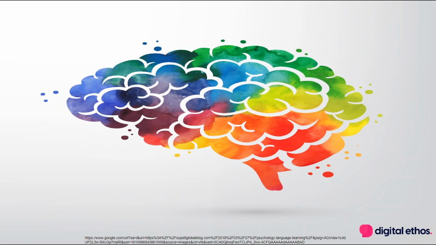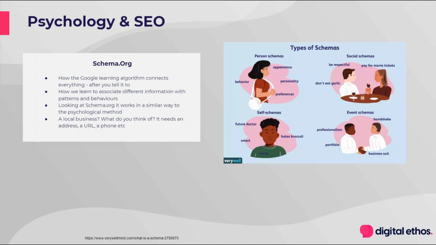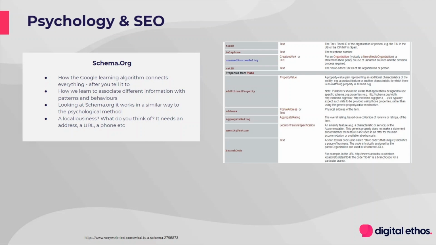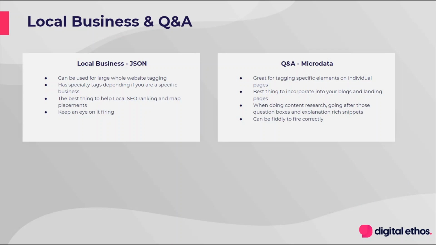We can even look here at the BBC's news source code to see they've tagged themselves up with a news article. But let's think back to psychology and how it fits in with SEO. We already now know that schemas are about creating connections between information. If we take a look at the very well-mined example, we might see a person and think about their appearance or the way they act, and all the different branches that can come from those thoughts. Schema.org works the same. If you're a local business, what do you think of? Well, it needs a name, an address, a phone number, a description about what you are. These are all the things that you tell a search engine so they can create stronger connections for people that are searching.